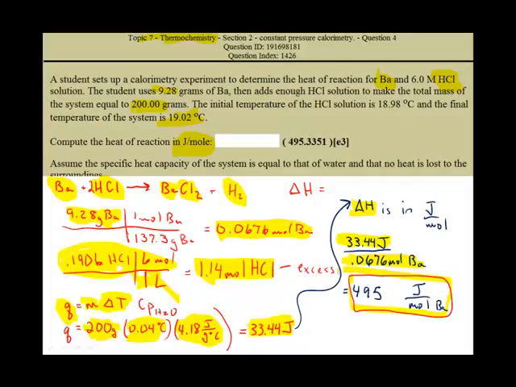The delta H would be negative 495. I think the answer they're accepting is 495, plus or minus 3%.